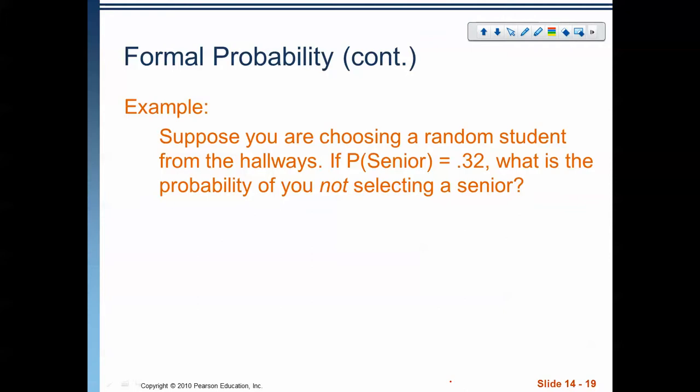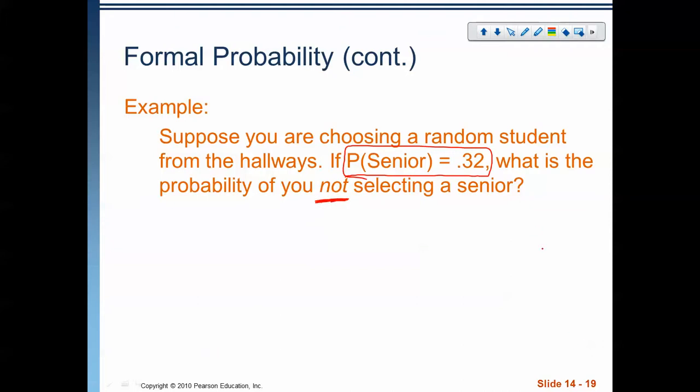So first example here. Suppose you are choosing a random student from the hallways. If P of senior is 0.32, what is the probability of not selecting a senior? So we're saying the event of choosing a senior has a probability of 0.32, 32%. What is the probability of not selecting a senior?